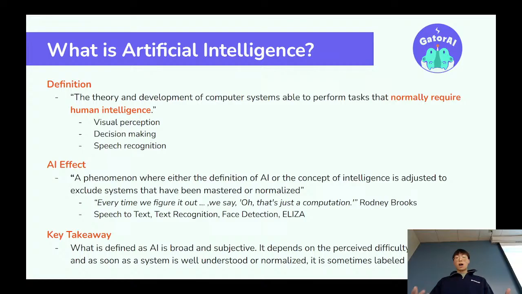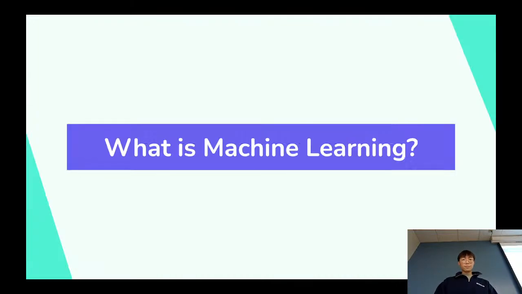So AI is broad and subjective in its definition, and it depends on the perceived difficulty of the problem. And as soon as that problem or system is well understood or normalized, sometimes it ends up being labeled as just pure computation, right? So now, what is machine learning versus artificial intelligence, right?